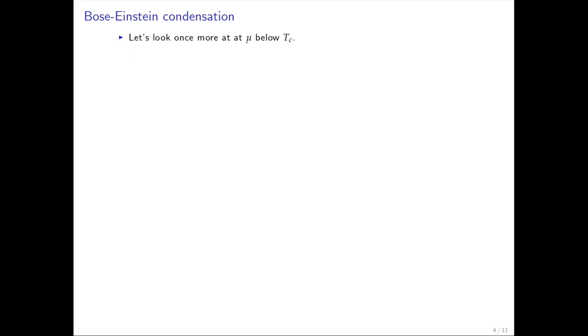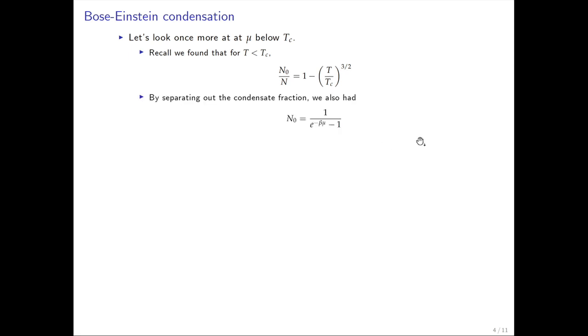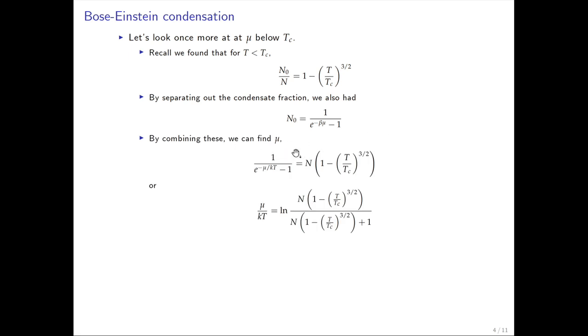Okay, so that was all from the last lecture, and I just wanted to review. Let's look once more at the chemical potential below Tc, because we discussed this before. Now that we've found the condensate fraction below the critical temperature, we can separate out the condensate fraction just by this Bose-Einstein distribution function, and then solve for the chemical potential. We argued before that it would be negative and close to zero, and sort of linearly decreasing with temperature at very low temperatures.